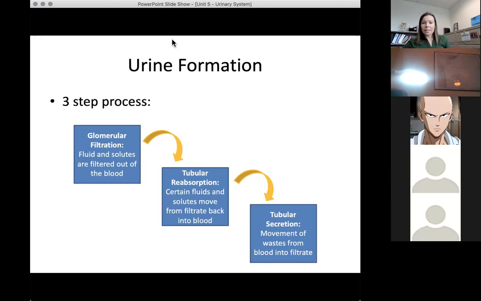Next is tubular reabsorption, which is when water and solutes, any solid particle, it could be nutrients, it could be ions, are reabsorbed from the filtrate back into the blood. So these substances move from the filtrate back into the blood.